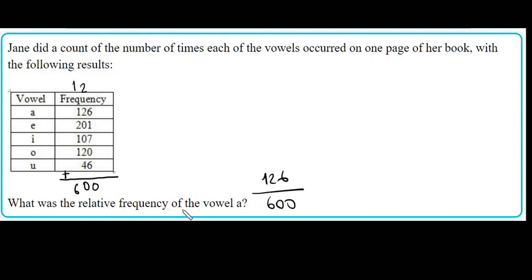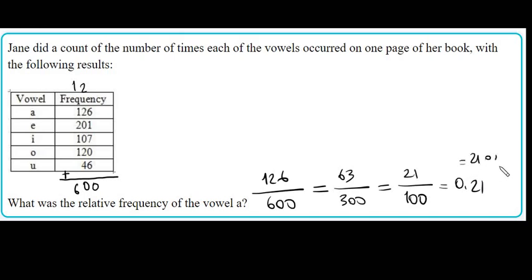So the relative frequency of the vowel A will be 126 over 600. You can divide by 2 first: 63 over 300. Now both are divisible by 3. 63 divided by 3 is 21, and 300 divided by 3 is 100. So we can also write 0.21, or 21%, as our answer. For example, if the question is the relative frequency or experimental probability of I, it's going to be 107 over 600.